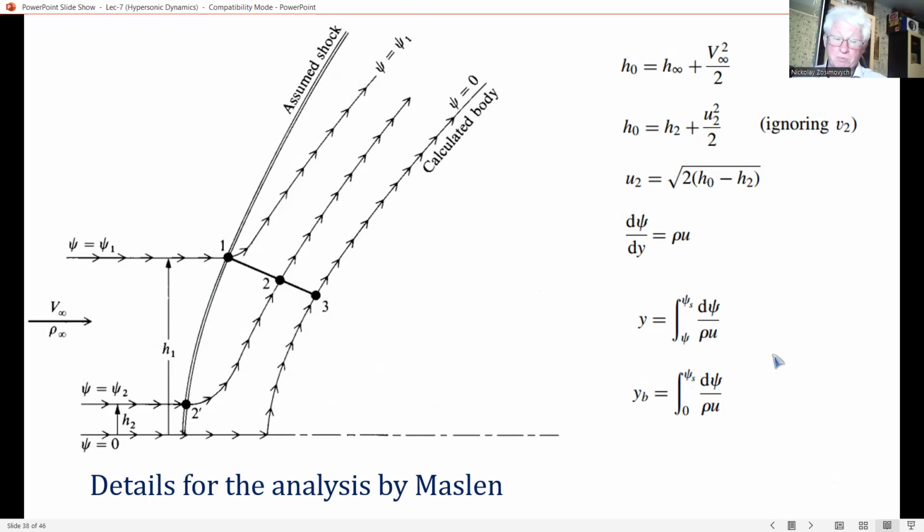This procedure is repeated for any desired number of points along the specified shock wave, hence generating the flow field and body shape which supports that shock. Again, remember that the preceding assumed a two-dimensional flow only. Extension to an axisymmetric body is straightforward.